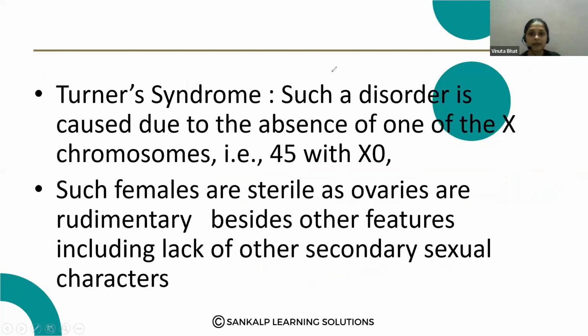In Turner syndrome there are 45 chromosomes because of X0, and females are sterile because they have rudimentary ovaries, and they also lack the secondary sexual characters.